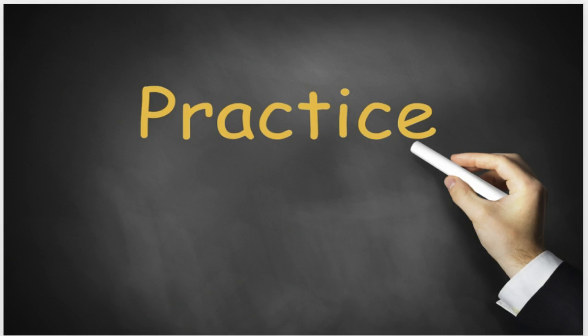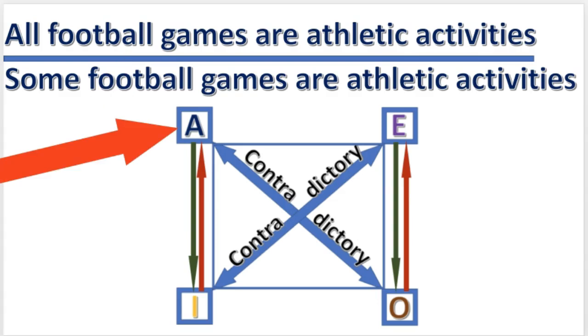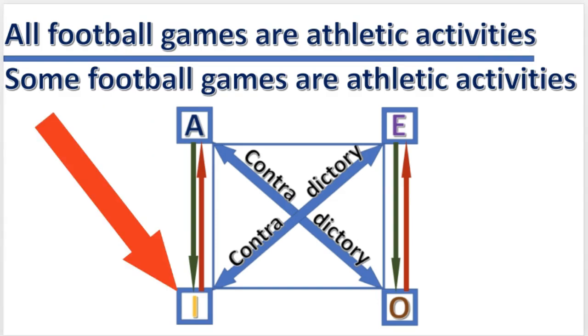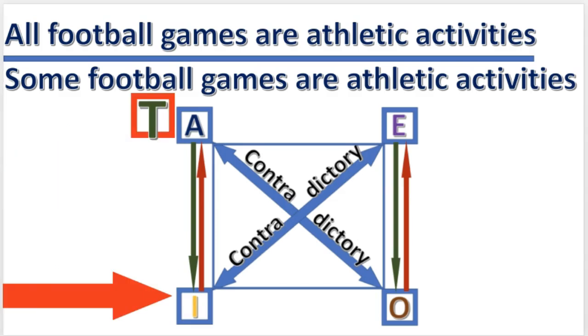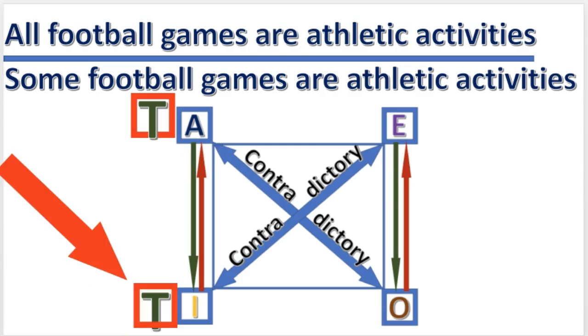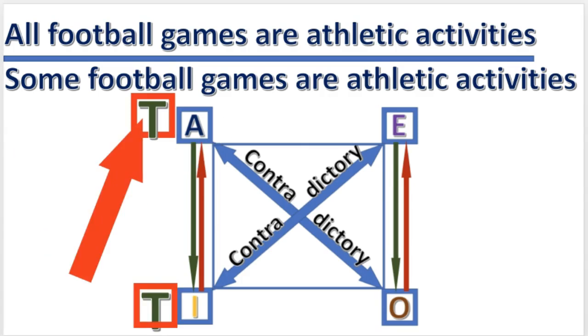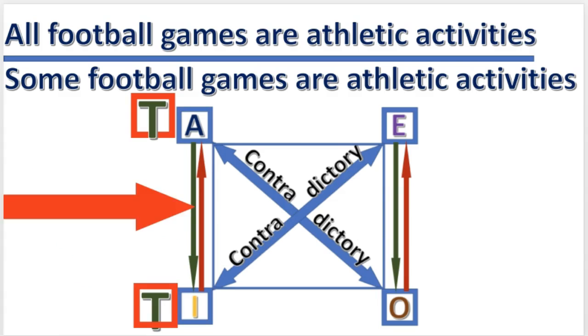Now, time to work some practice problems on your own. This premise is an A proposition, and the conclusion is an I proposition. So if A is true, what is I? Now press pause if you need to, because the answer will appear in 3, 2, 1. Ding! True. If A is true, then I must be true, because of subalternation.